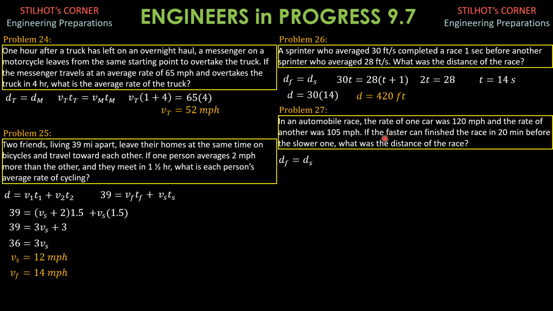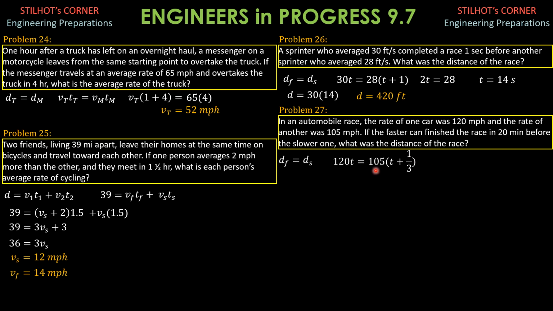equations except for the travel time and speeds. So the distance of the faster equals the distance of the slower. For the faster, the speed is 120 and the travel time is, we'll call it t. And for the slower, 105, the travel time would be t plus 20 minutes, and 20 minutes in hours is 20 over 60, or 1/3 hour.